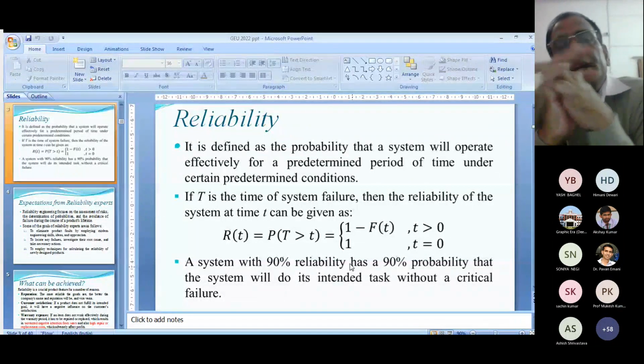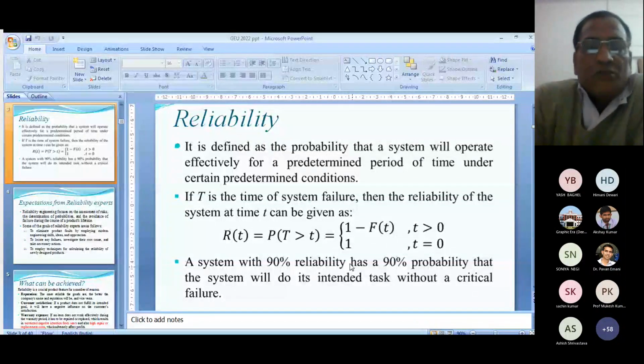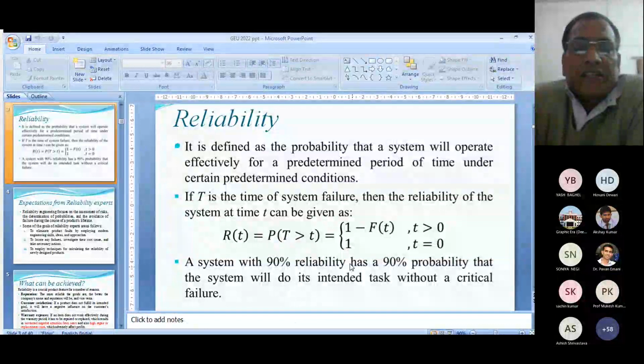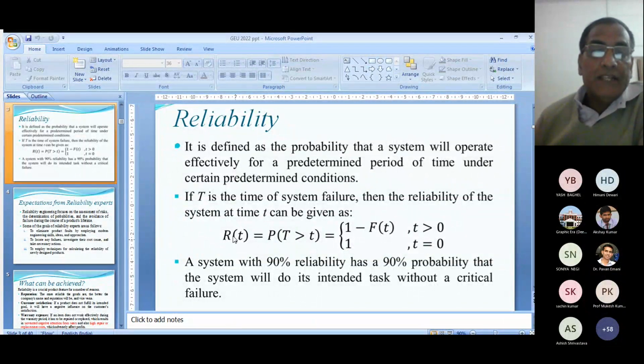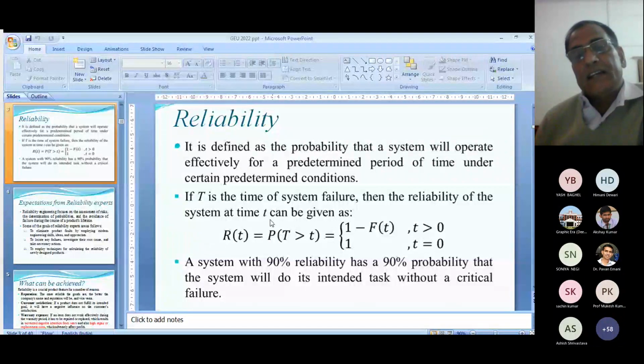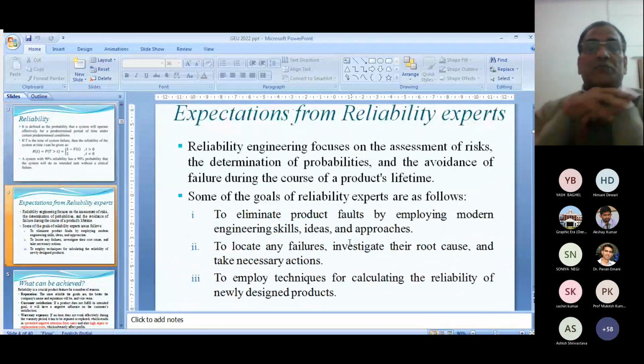Anyway, reliability basically means the probability that the system will operate successfully under given circumstances, meaning under a given time and whatever the environmental conditions are. That can be expressed mathematically as R(t) = P(T > t), where capital T is the time of system failure and small t is the given time. If that's the case, it means the system has not failed, and that is expressed as the reliability. In terms of the failure distribution, it is 1 minus F(t) for t greater than 0.